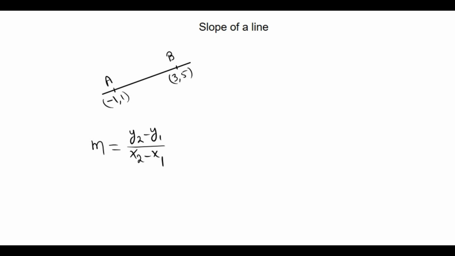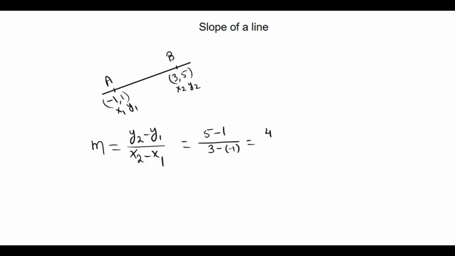Since A is the first point, I'll call this x1 and y1. So x1 is minus 1, y1 is 1, and x2 is 3, y2 is 5. We plug in the numbers in the formula. y2 minus y1 would be 5 minus 1. x2 minus x1 would be 3 minus minus 1.